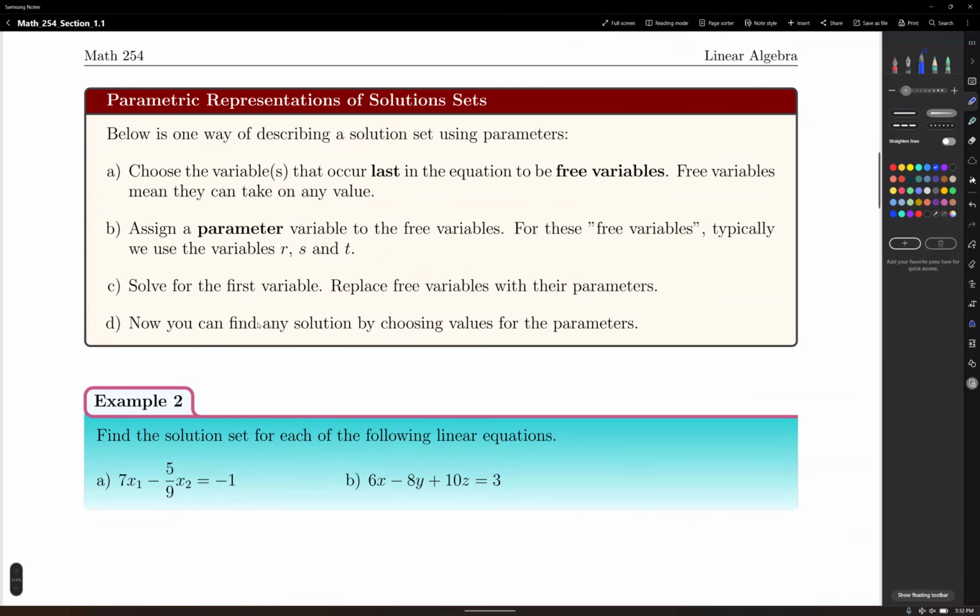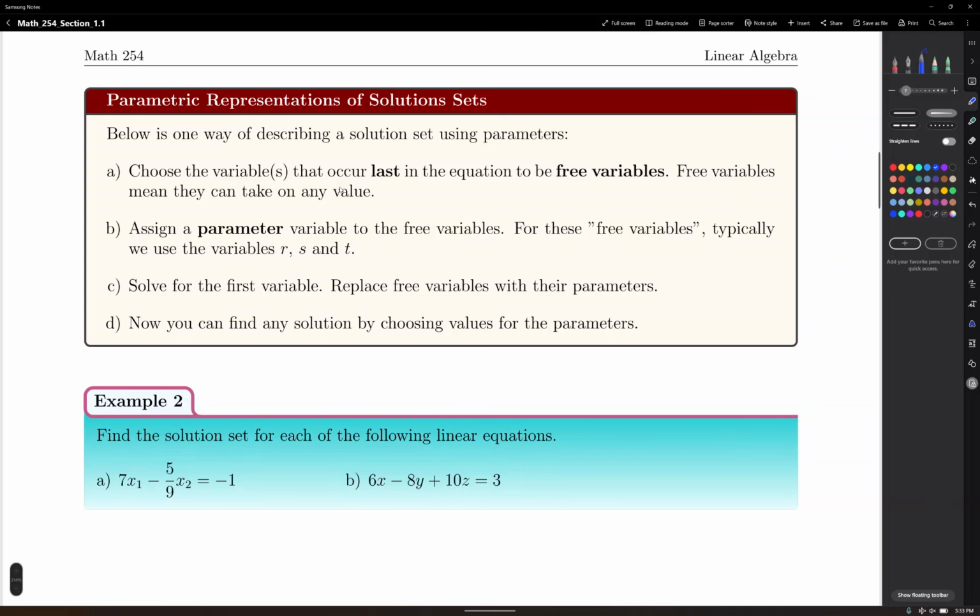Let's see how we do this. Here are the steps. First, choose the variable or variables that occur last in the equation. Those are going to be our free variables. It doesn't have to be the last ones. You can choose one variable to be the basic one and the remaining ones to be the free variables, but you need to take at least one as the basic. That's the variable we're going to solve for.